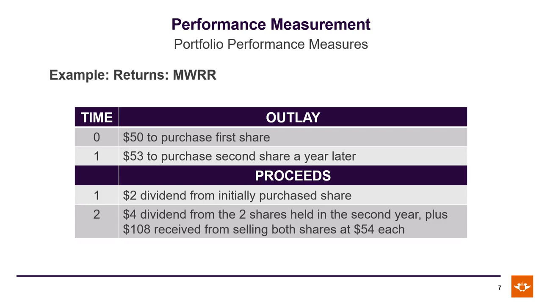So as always, I think the most effective way of demonstrating these two concepts, or the calculation of money-weighted and time-weighted rate of return, is using an example. So the example we have is that you, at this point in time, have decided to buy a share which is going to cost you $50. In a year's time, you're going to buy the same share, but now the price has gone up to $53. What you're going to get from this share is a $2 dividend in the first year. And because you own 2 shares in the second year, you will receive $2 per share, so you get $4. And at the end of the second year, you are going to sell these 2 shares for $54 each.